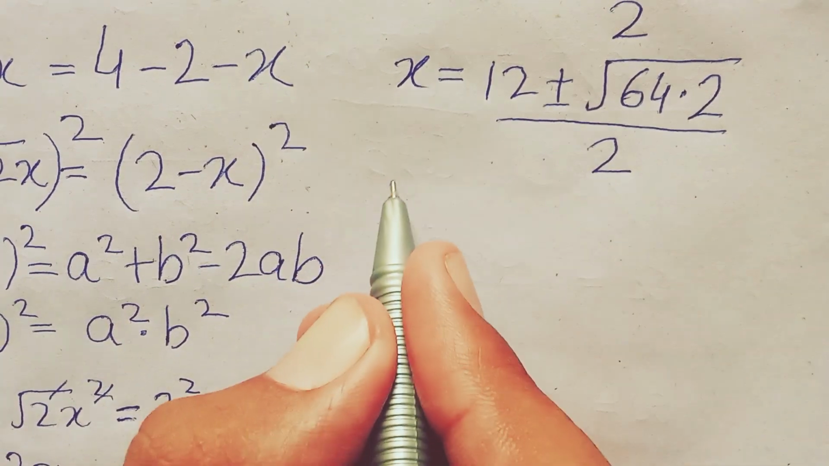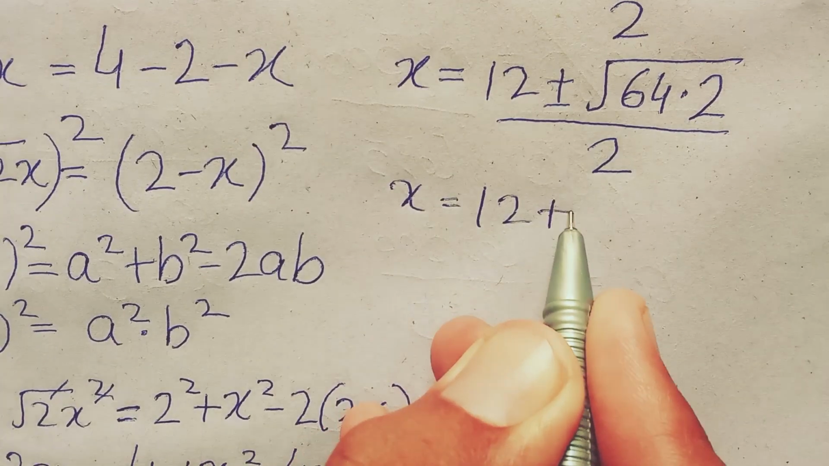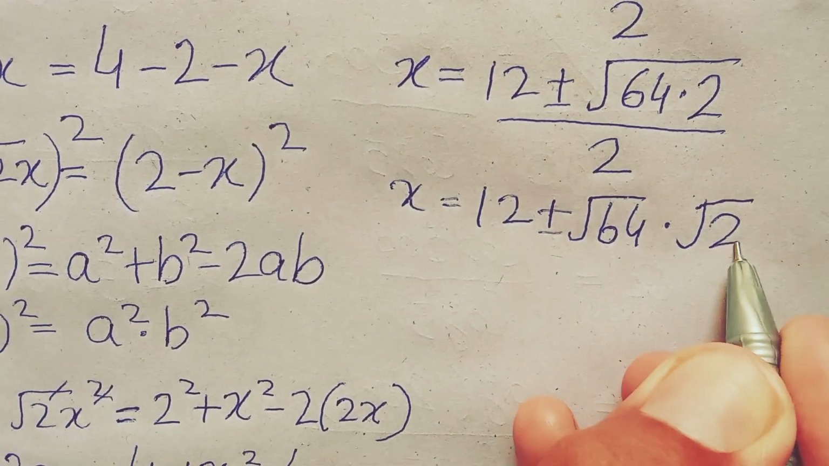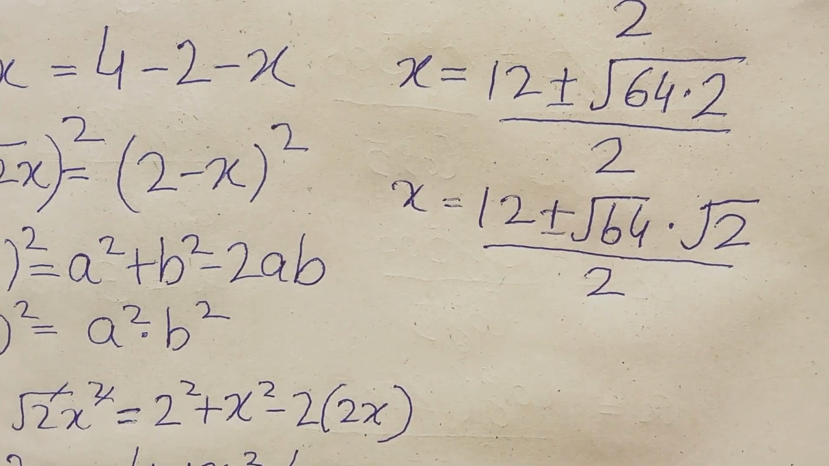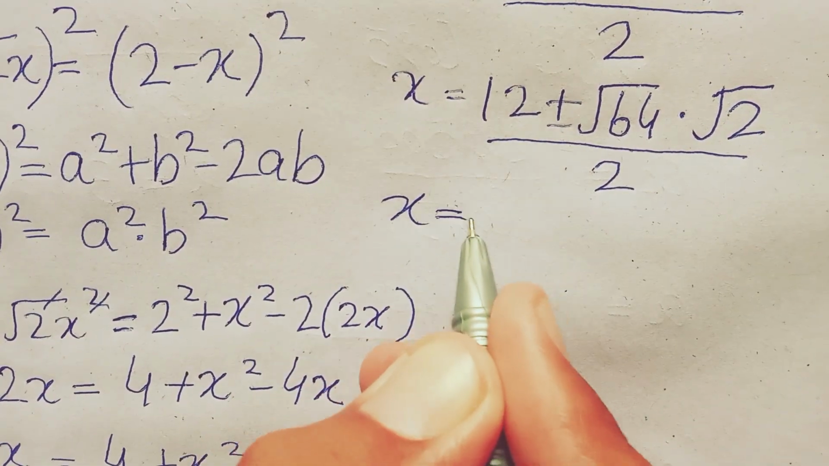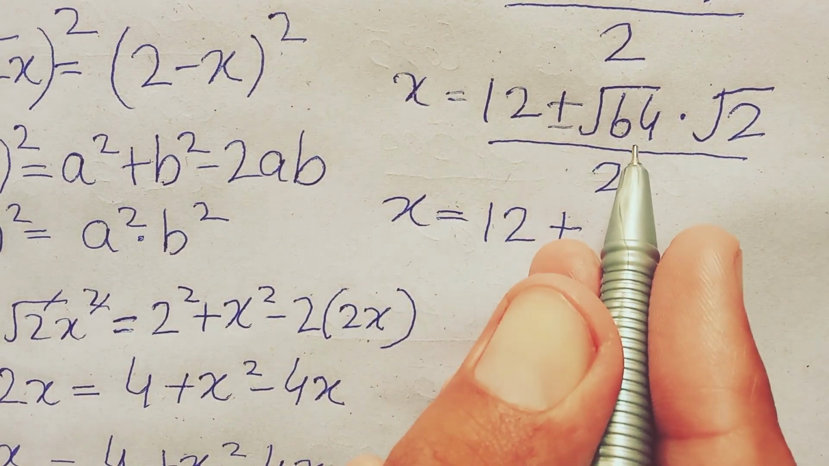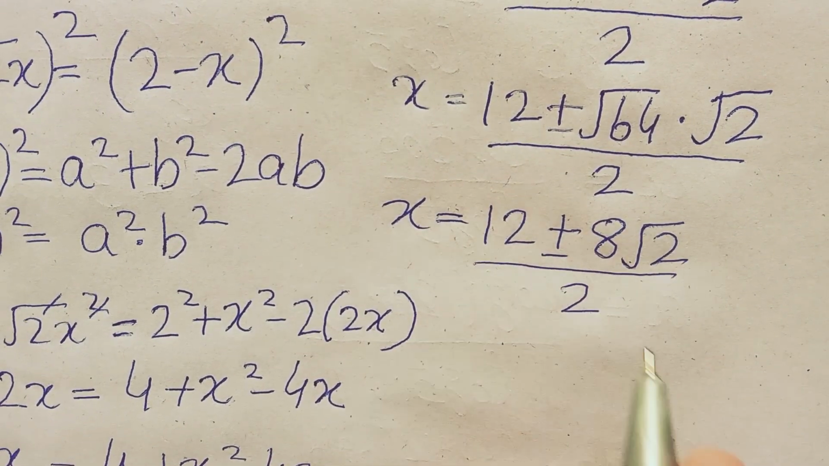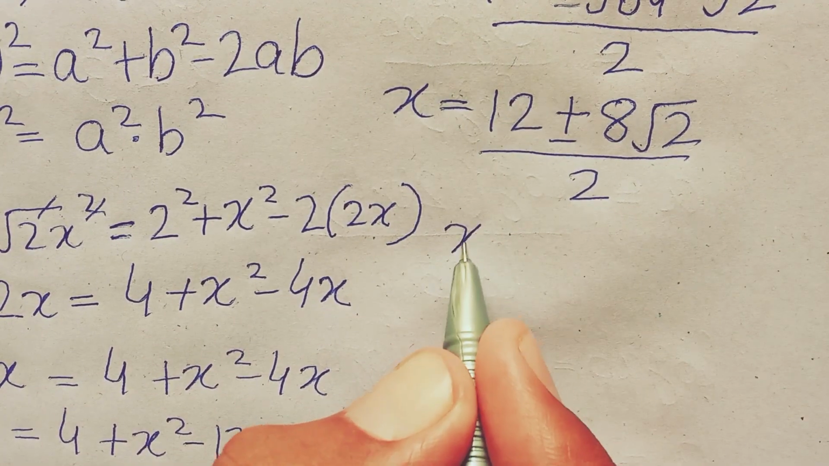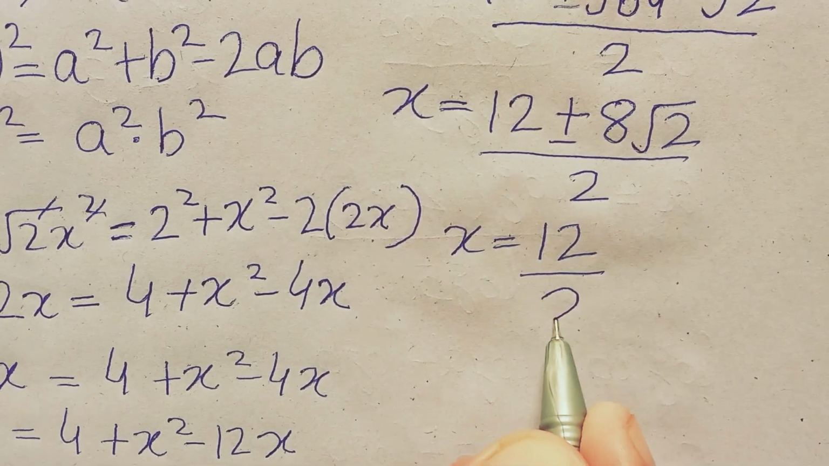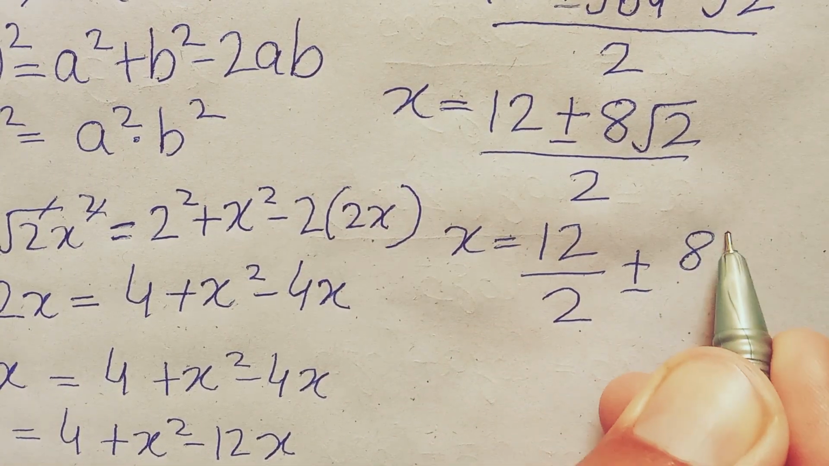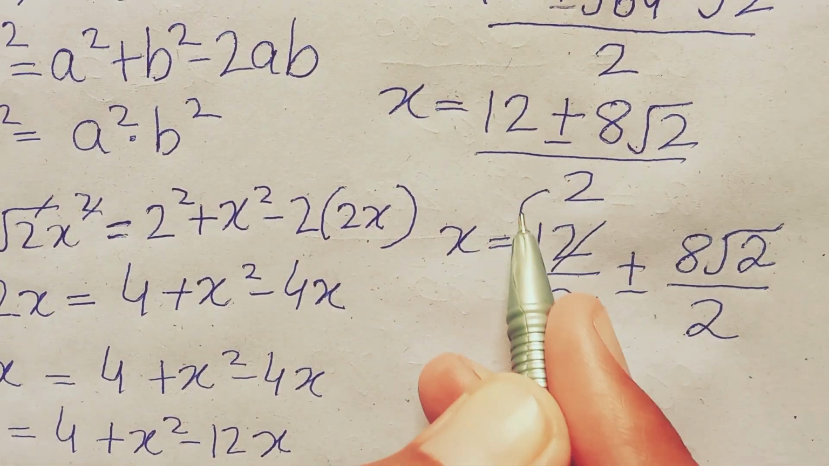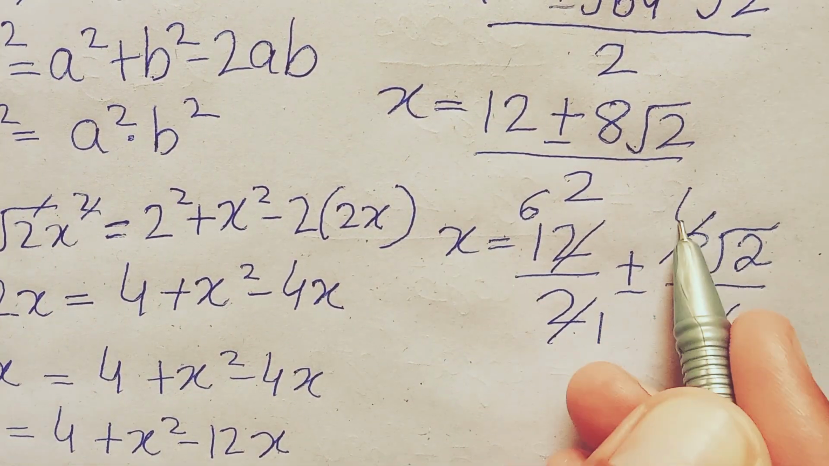Now x is equal to 12 plus minus, taking square root separately on each term, square root of 64 times square root of 2, divided by 2. Here x is equal to 12 plus minus, square root of 64 is 8, and square root of 2, divided by 2. Now write 2 separately on each term, so 12 divided by 2 plus minus 8 square root of 2 divided by 2. 2 ones are 2, 2 sixes are 12, 2 ones are 2, 2 fours are 8.